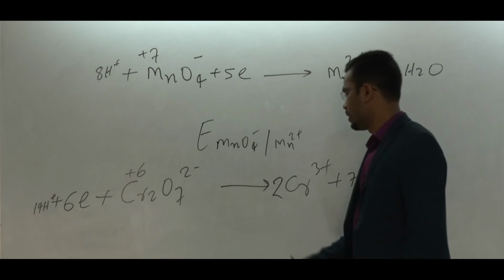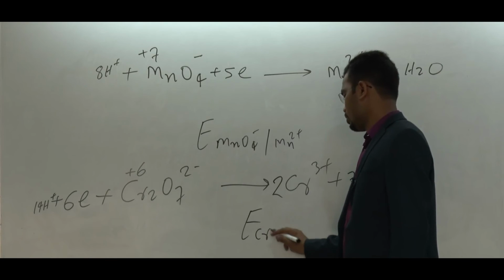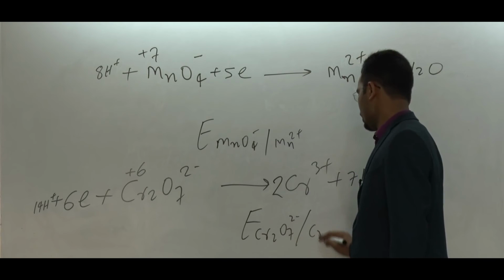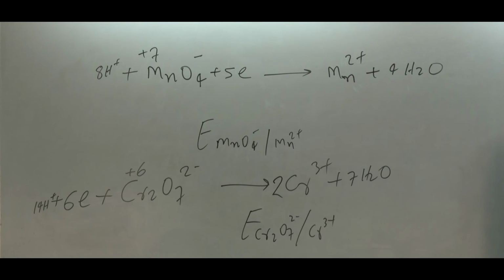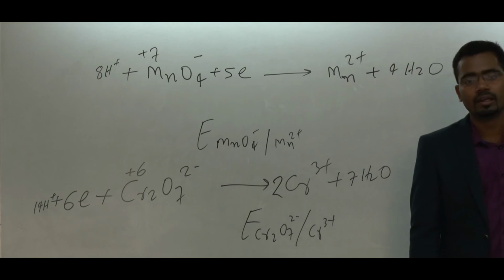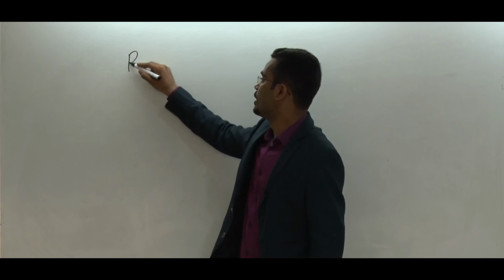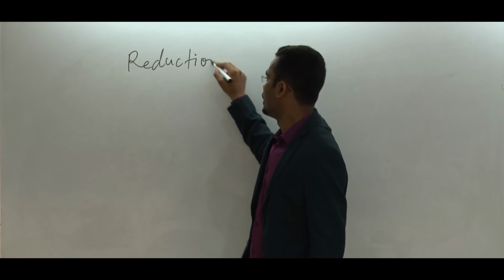Now how do you represent this? E of Cr2O7 2- and Cr3+. Got it? Good. And the last, write down the metal insoluble salt electrode, reduction.